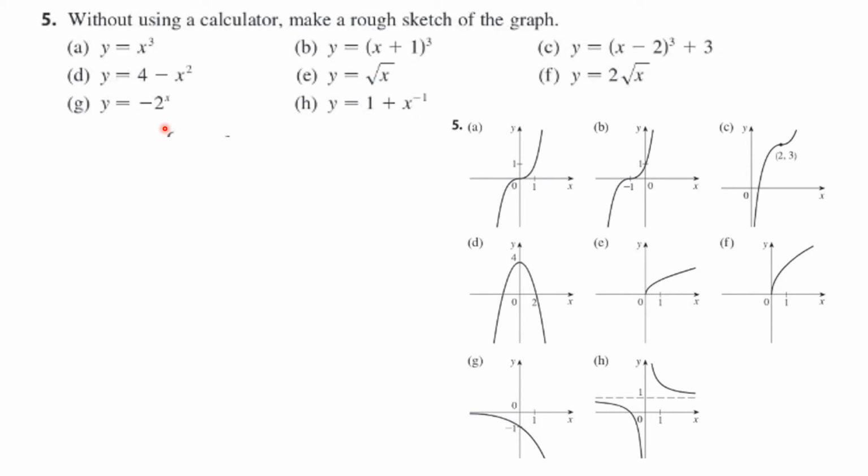Here we take y equals 2 to the x, which is an exponential function, but then we multiply by a negative, and that is reflecting this about the x-axis. And last but not least, 1 over x has a vertical asymptote at x equal to 0. That's a vertical asymptote, and it has a horizontal asymptote because as x gets very, very large, the end behavior of this gets closer and closer to 1. So it's the graph of 1 over x shifted up by 1.